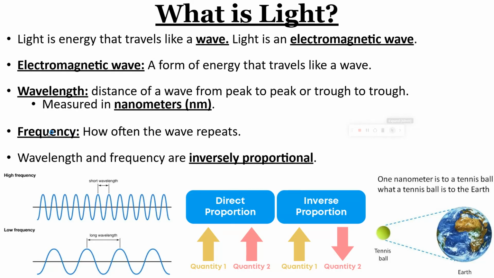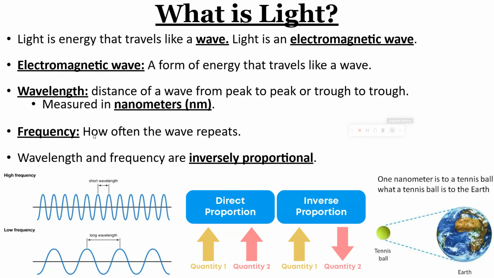You also have what's called frequency. Before we go to that, let's talk about how we measure wavelength. Wavelength is measured in nanometers, a very small unit, nm. If you want to picture a nanometer, if you had something that was a nanometer large right over here, next to the tennis ball would look like the size of Earth. That's how small a nanometer is.